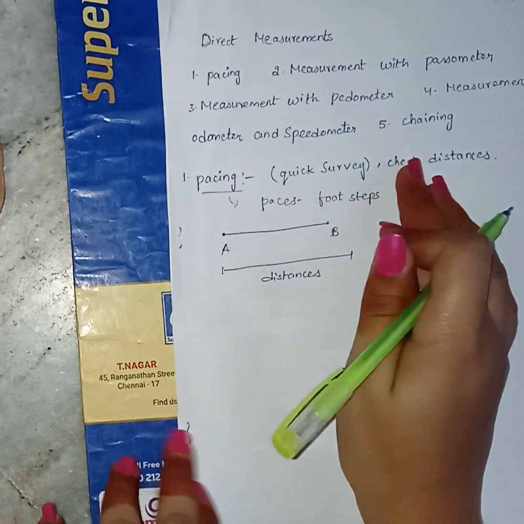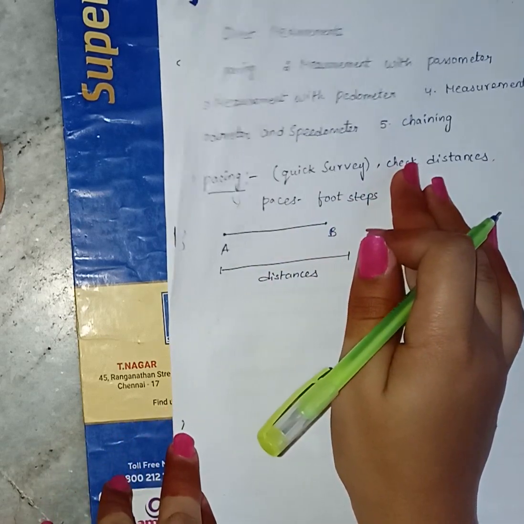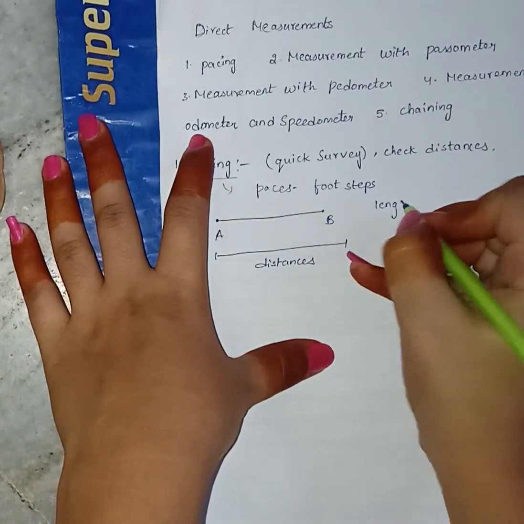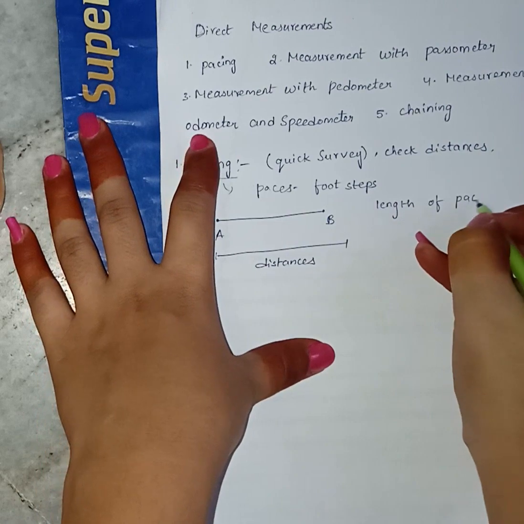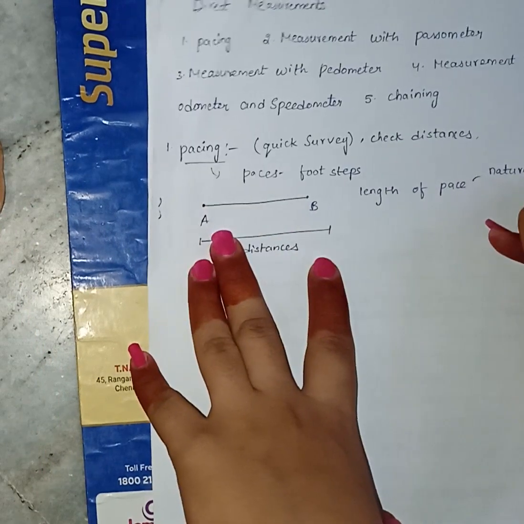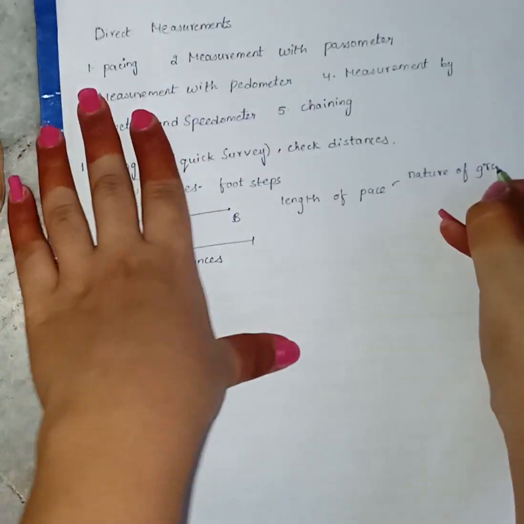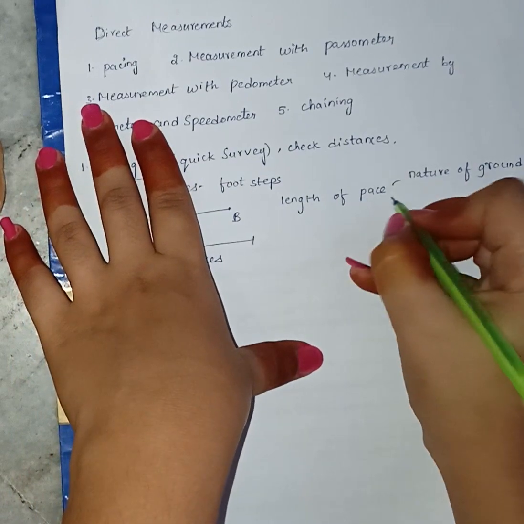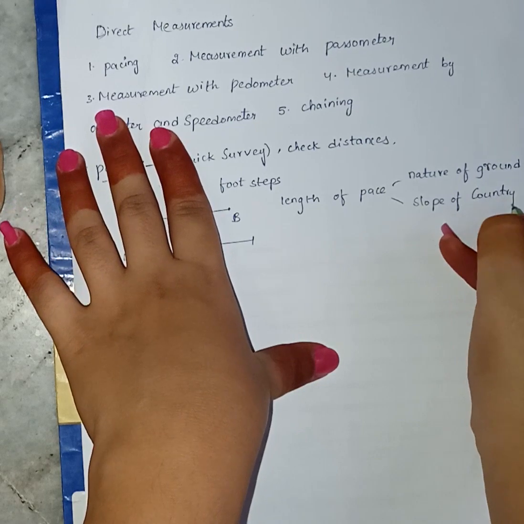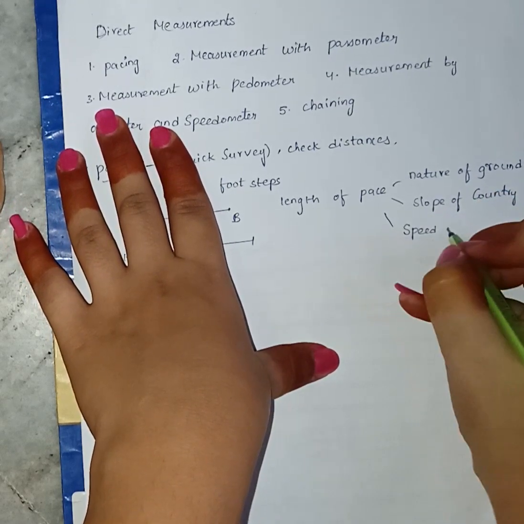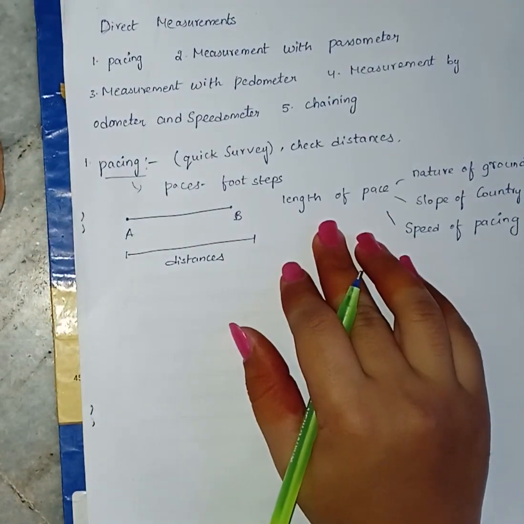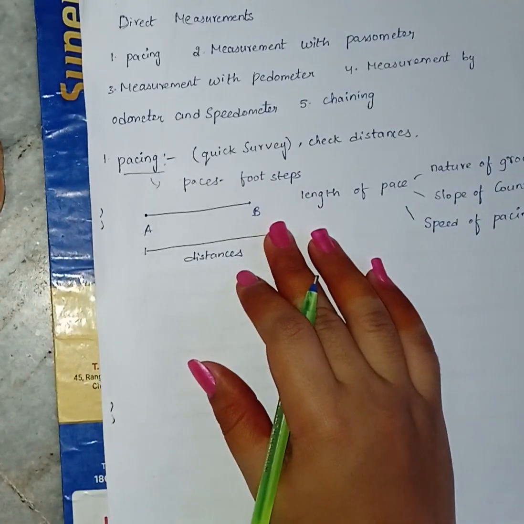The length of the pace varies with the individual and also with the nature of ground, the slope of country and the speed of pacing. So this length usually depends upon the nature of the ground, or the slope of the country, or the speed of pacing. These are the different factors on which the pacing usually depends. Okay, this is about the pacing.